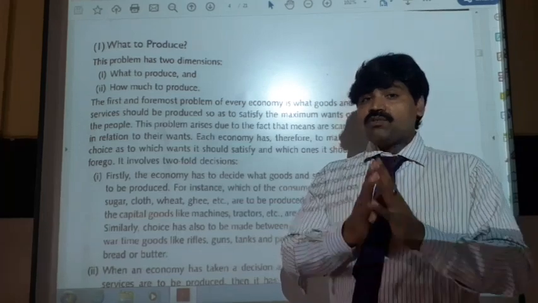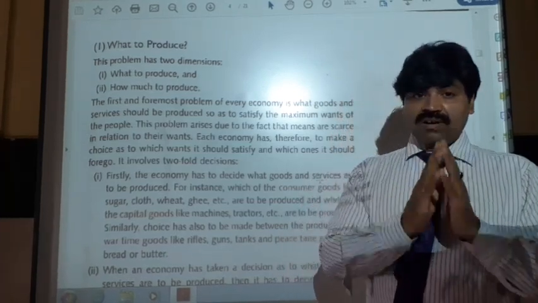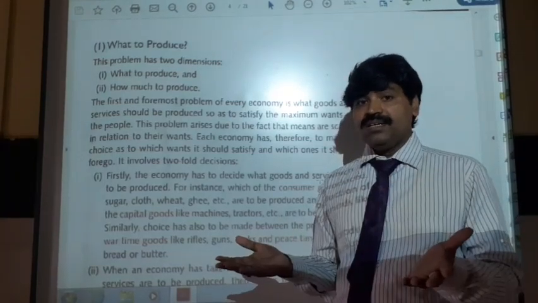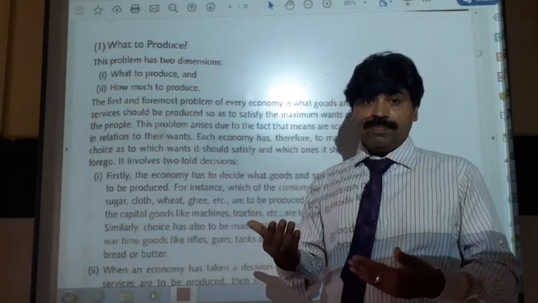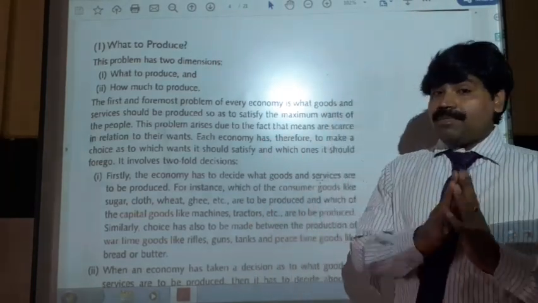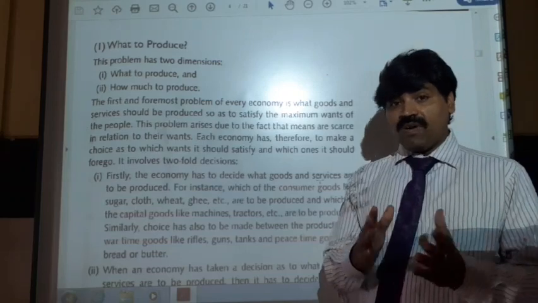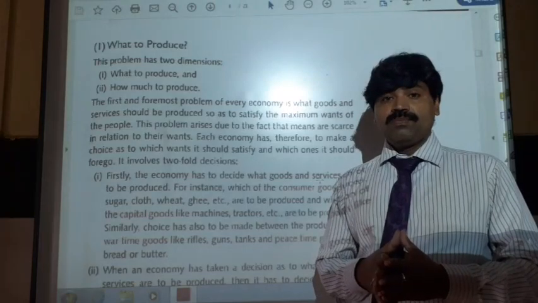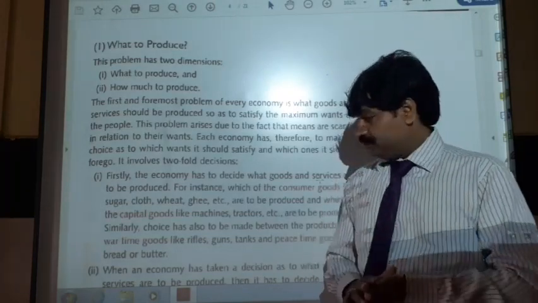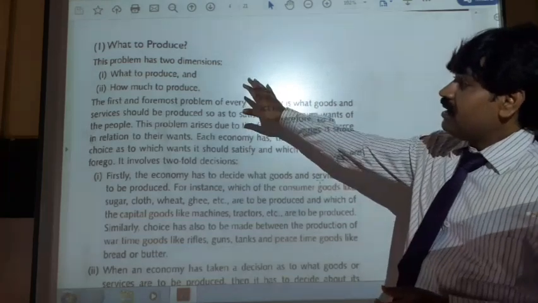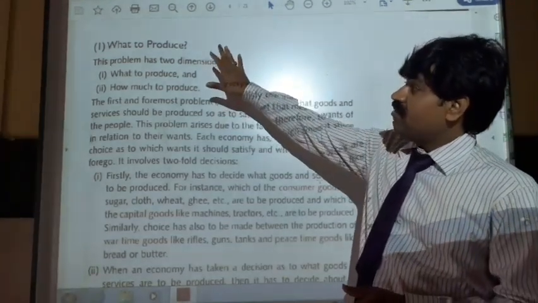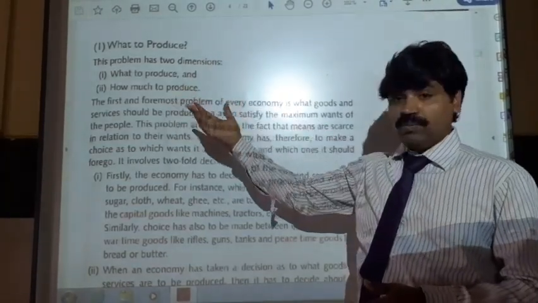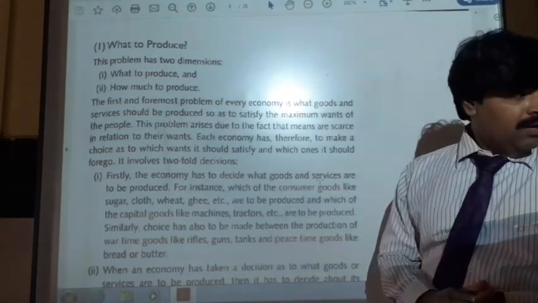Every economy has to take decisions according to its resources and needs. Consumer goods are necessary to increase the standard of living of the people, and capital goods are also necessary for the increase in capital formation, GDP, etc. So every economy has to decide what goods and services should be produced and how much should be produced.